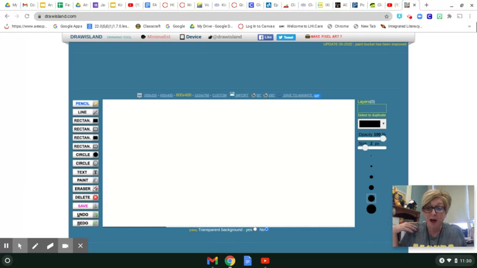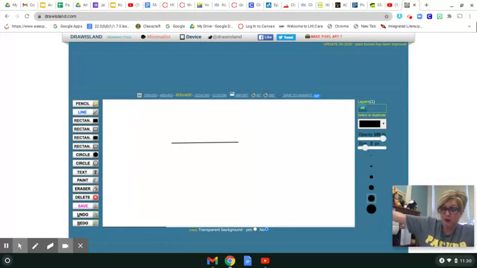But I've got Draw Island pulled up again because I'm going to show you two more examples of words that we're going to learn in math today. So I'm going to go back to my line tool. Yesterday we learned that a line is a straight piece that goes on forever in both directions, and we put arrowheads at the ends to signify that.